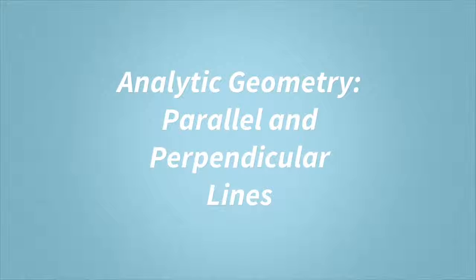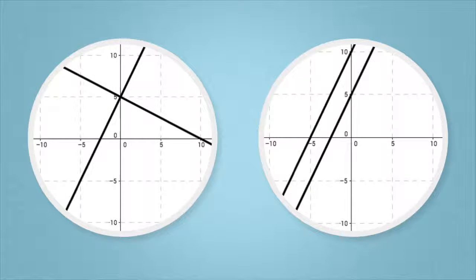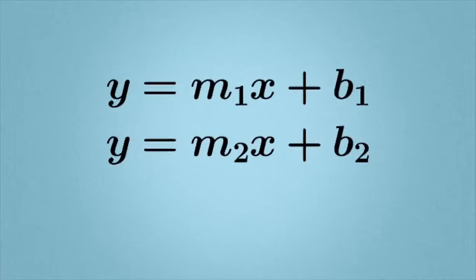We will be investigating the area of analytic geometry involving parallel and perpendicular lines. Perpendicular lines are lines that meet at a 90-degree angle, and parallel lines are two lines which never touch. We'll be investigating this in the context of how their slopes interact with one another.